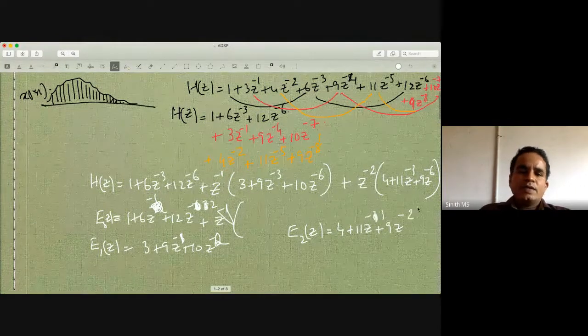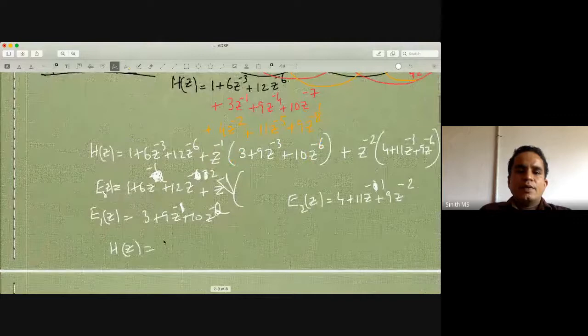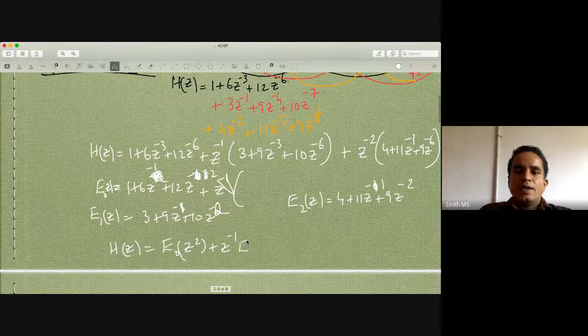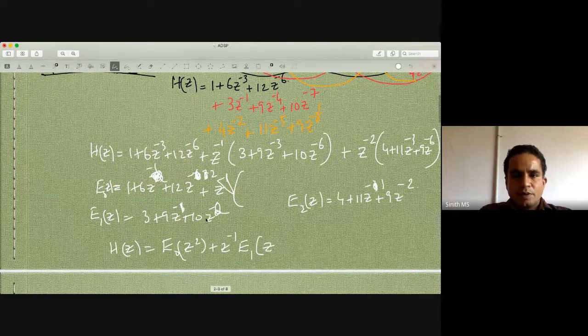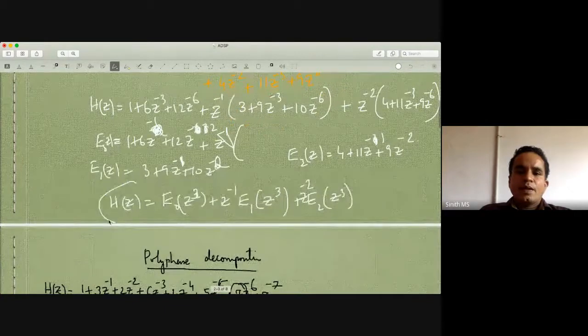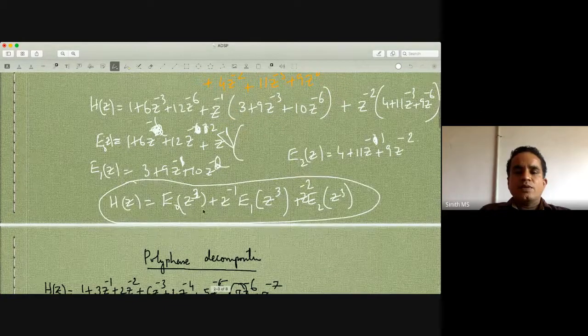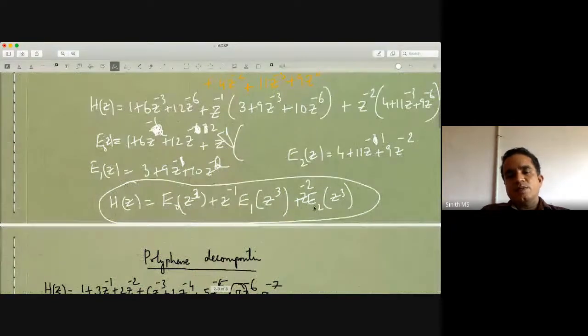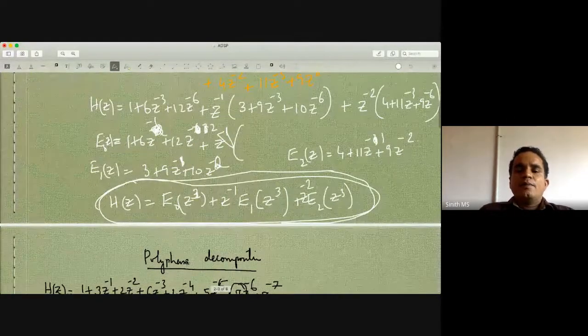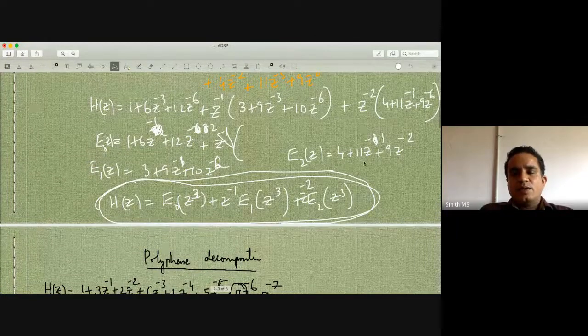In this case, X(z) can be written as E0(z cube) plus z inverse into E1(z cube) plus z raised to minus 2 into E2(z cube). So the basic representation is like this: X(z) equal to E0(z cube) plus z inverse E1(z cube) plus z raised to minus 2 E2(z cube). This can be implemented using the polyphase decomposition. So E0, E1, E2 are the polyphase components.